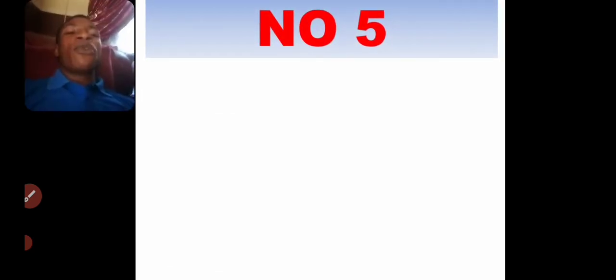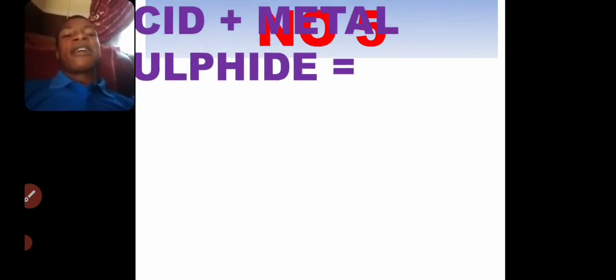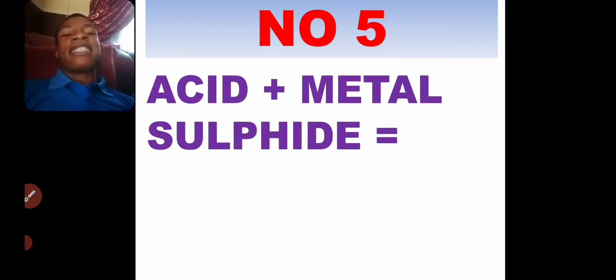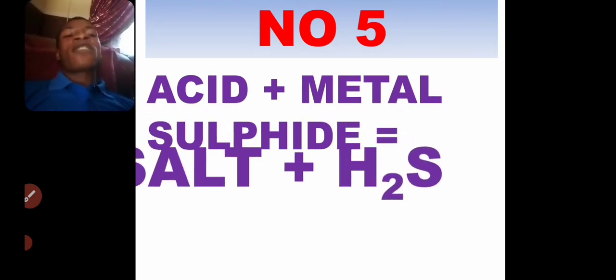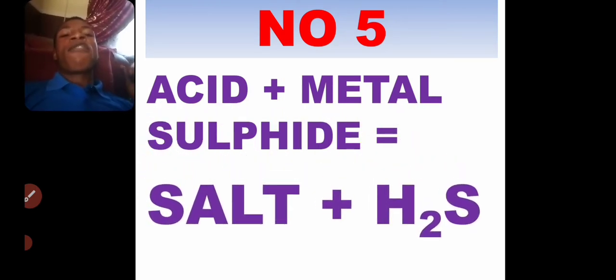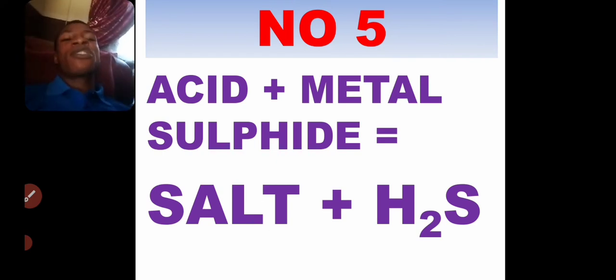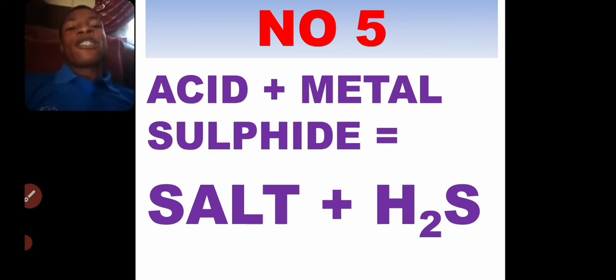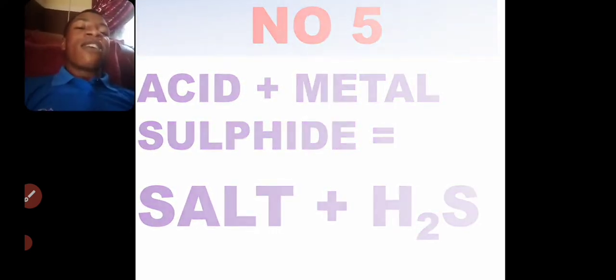Finally, in this video, we're talking about the reaction with metallic sulphide. How does acid react with metallic sulphide? It forms salt and hydrogen sulphide, another gas. H2S is another gas that you have to take note of. We have described 3 gases so far.